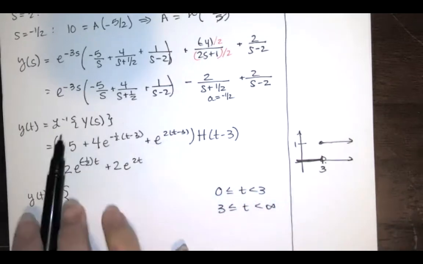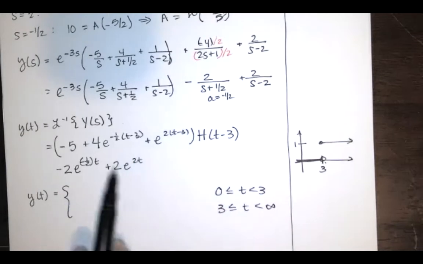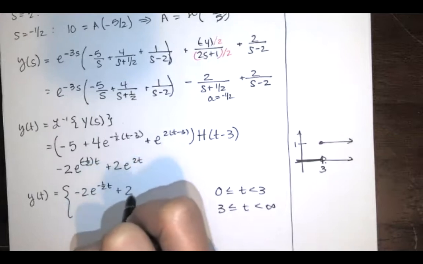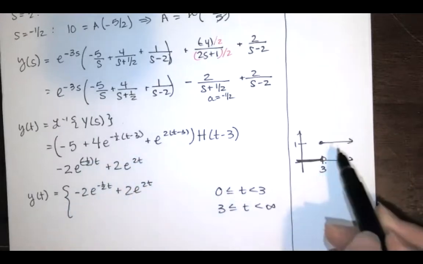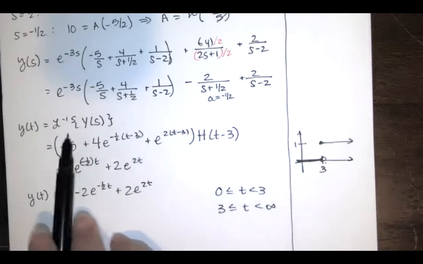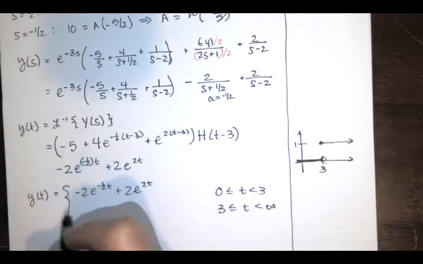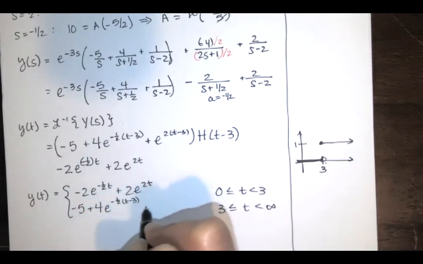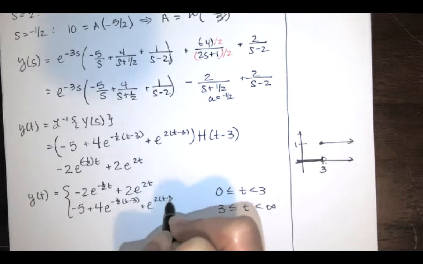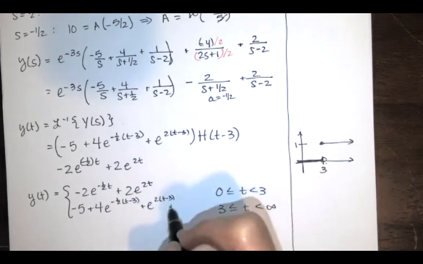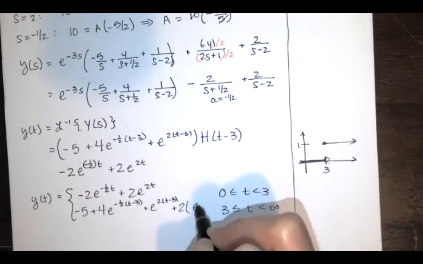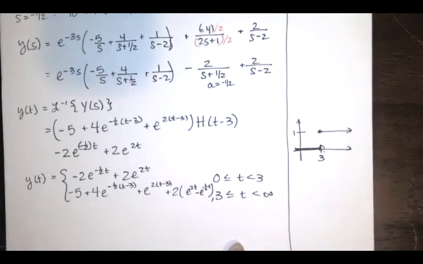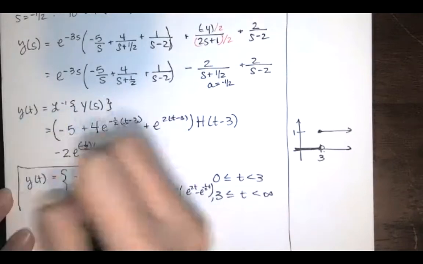Well, when the Heaviside function is 0, we get this times 0 plus this. And then on the interval from 3 to infinity, this is a 1. So we have this times 1 plus this. So we'll have -5 plus 4 times this exponential plus that exponential, plus those 2 exponentials, and I'm sort of running out of space, so I'll factor out the 2 to save space. And that's on the interval from 3 to infinity.